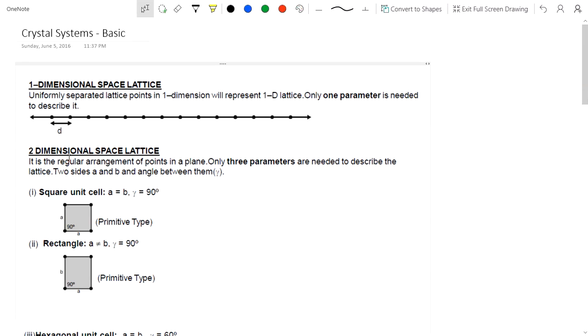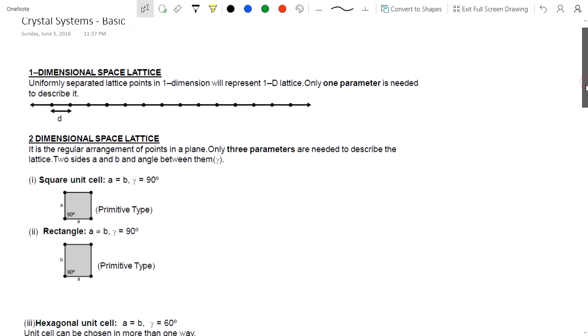The second type of arrangement is two-dimensional space lattice. Now to describe any system which has two-dimensional arrangement, we need three parameters: the two sides and the angle between them. So we call this particular angle gamma by convention, and the two sides are called A and B. There are five arrangements possible in case of two dimension.